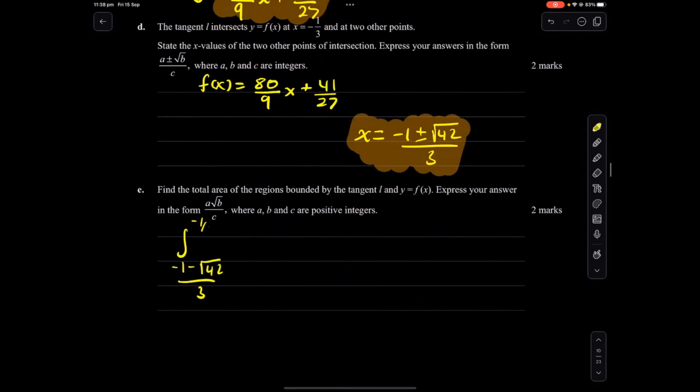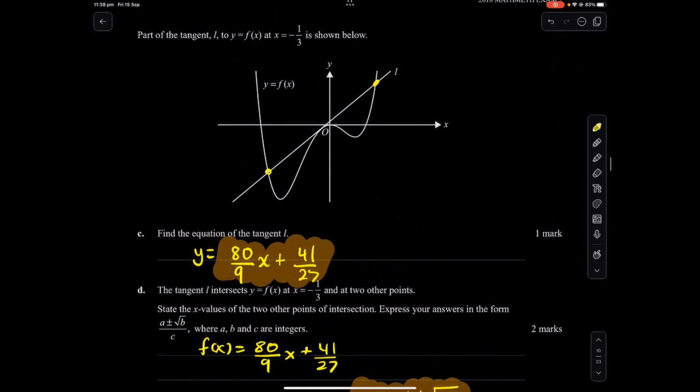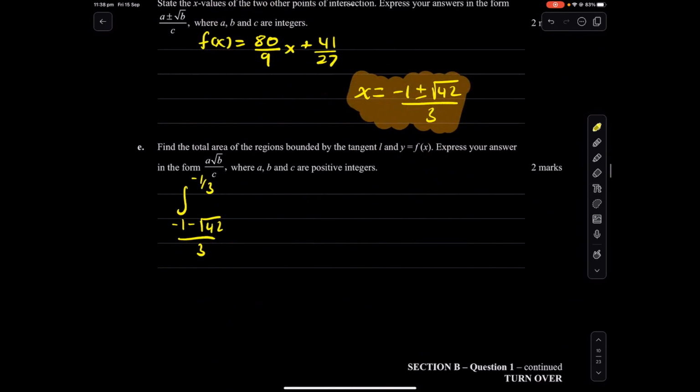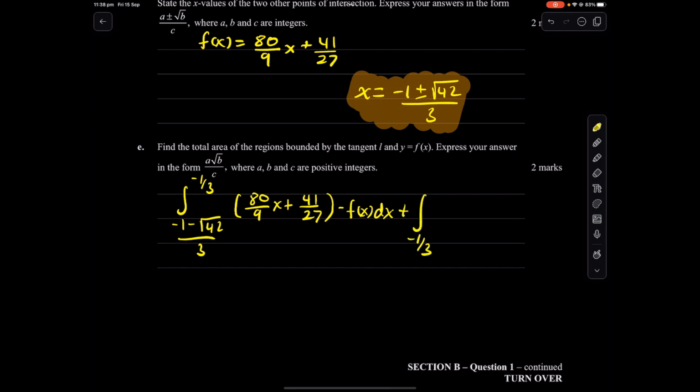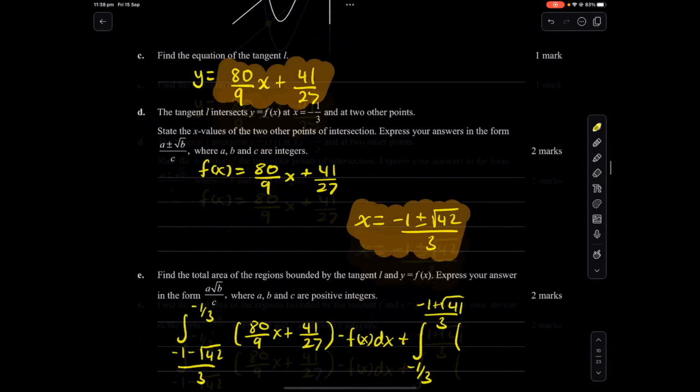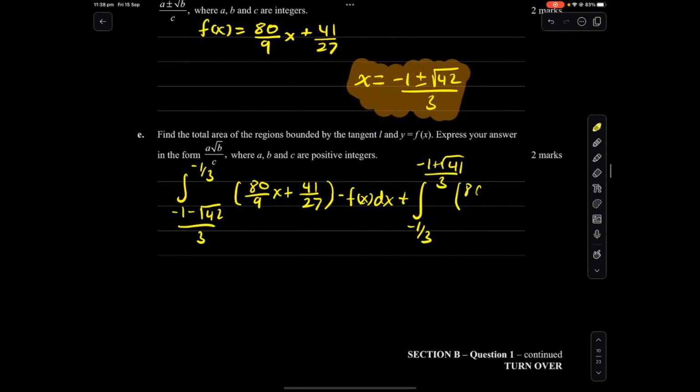-1 minus square root 42 on 3 to -1/3 of the line 80 on 9 x plus 41 on 27 minus f of x dx, plus the integral from -1/3 to -1 plus square root 42 on 3. What's the upper function? Still L. So we can say 80 over 9 x plus 41 over 27 minus f of x dx.